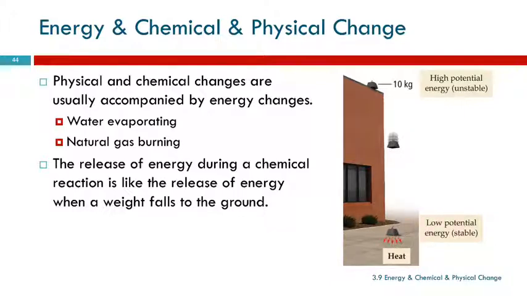This heat energy is generally not useful, and so it appears to be lost. It's lost to being useful, but it's not that it has disappeared. It's just no longer very useful. So things with high potential energy are unstable. Things with low potential energy are stable. And so things tend to go from high potential energy and transform to low potential energy, and that's just the nature of nature.